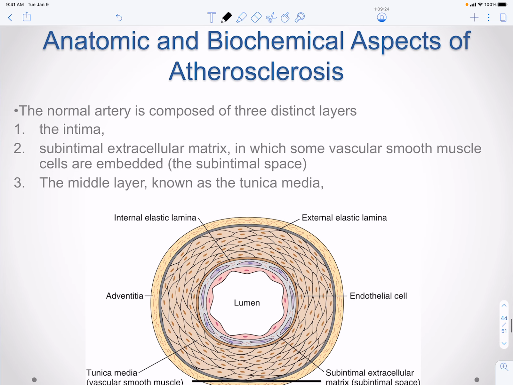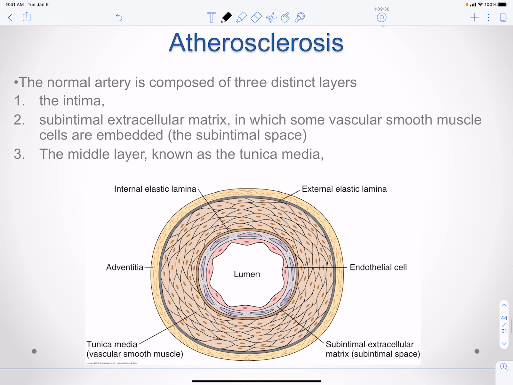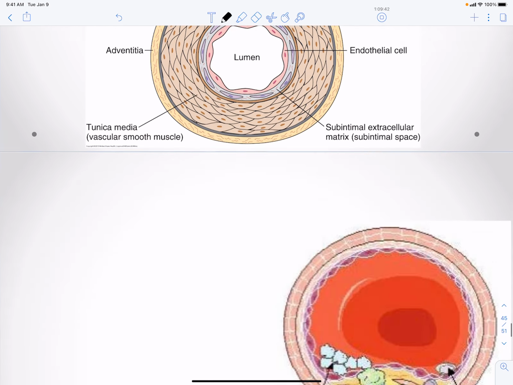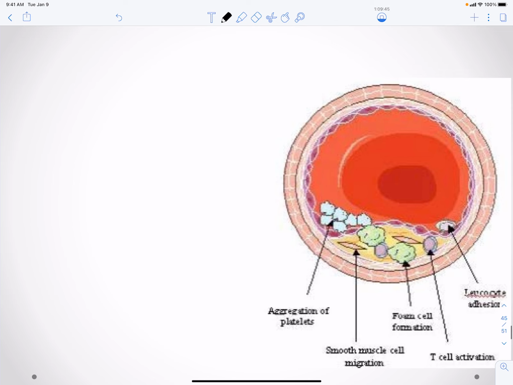So the aspects of atherosclerosis. So you have a normal artery, so you have three distinct layers, as you already know: the intima, subintimal extracellular matrix, and this is where you have the smooth muscles. And then you have the tunica media, which is the middle layer, the lumen. And so the initial step in the development of a lesion within the wall of the artery is the formation of a fatty streak.